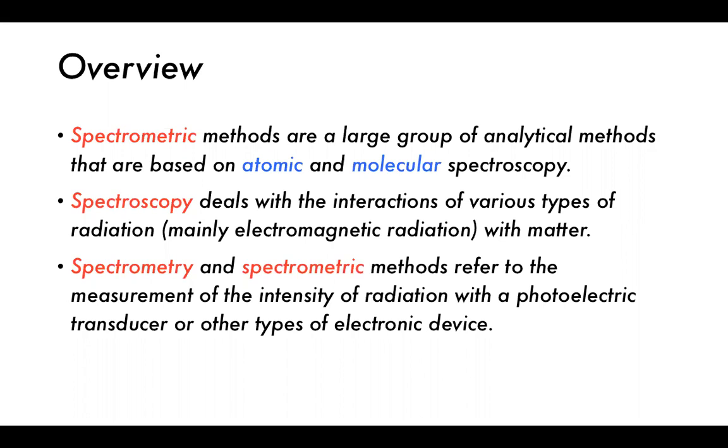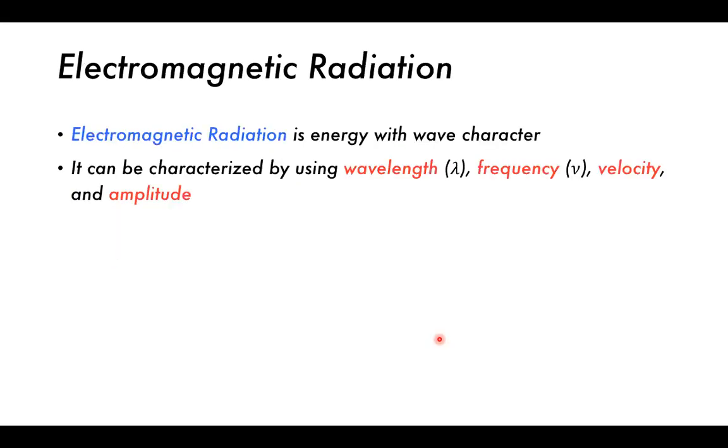So spectrometric methods are a large group of analytical methods that are based on atomic and molecular spectroscopy. And spectroscopy then deals with the interactions of various types of radiation, mainly electromagnetic radiation with matter. And then spectrometry and spectrometric methods refer to the measurement of the intensity of radiation with a photoelectric transducer or other types of electronic device.